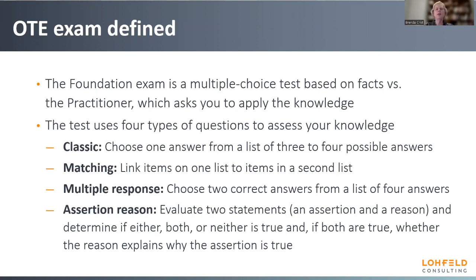Then you're going to have an assertion reason, which is a little bit more complex. So you're going to get a statement, which is an assertion, and then a reason for that. So you have to link the 2. And there's 5 potential responses for that. They can either be both true, neither true, or one true and one false. And also, if they are true, you have to explain the reason why the assertion is true. That seems complicated, but we'll get more into that later and show some examples.